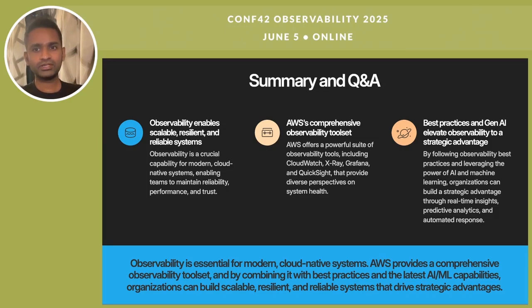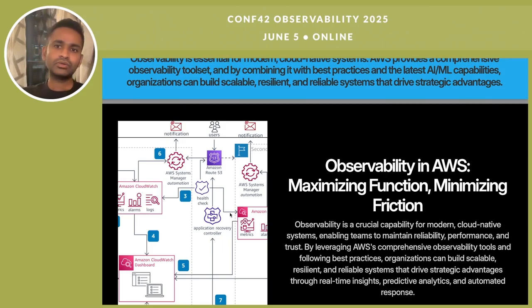By following observability best practices and leveraging the power of AI and machine learning, organizations can gain a strategic advantage through real-time insights, predictive analytics, and automated response. So it is very important for modern cloud-native systems, and AWS provides comprehensive observability toolsets, and by combining them with best practices and the latest AI/ML capabilities. So finally, as we conclude, observability in AWS, not just AWS but any cloud offering, is a very crucial capability for modern data architectures and solutions.